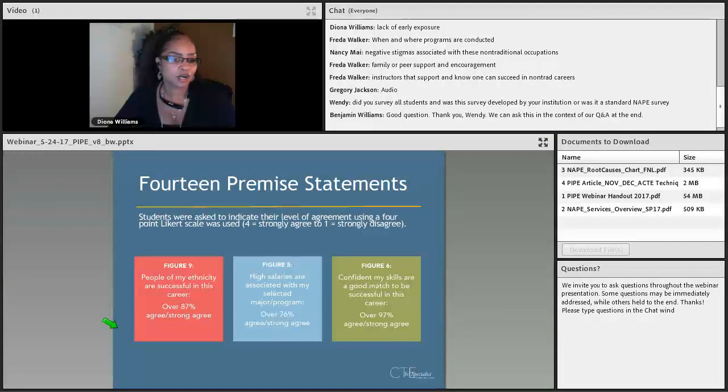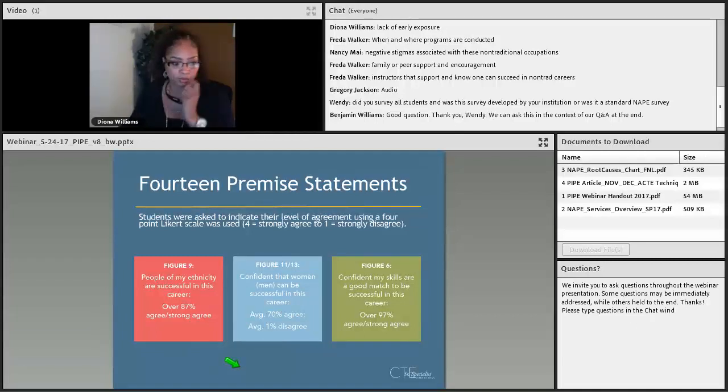People of my ethnicity are successful in this career. This is very telling because once again we're talking about identifying equity gaps, and so we wanted to get their perspective. 87% said that they strongly agree that they could identify with someone from their ethnic background being successful. Confident that a man or woman can be successful in this career? 70% said that they agreed. Only 1% disagreed. And have they taken previous STEM-related courses and enjoyed them? 61% said that they agreed or strongly agreed.